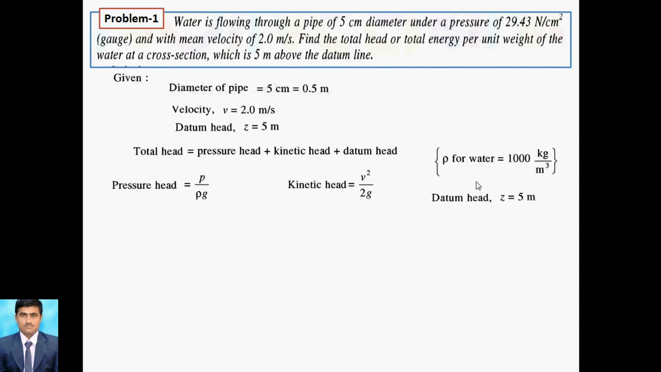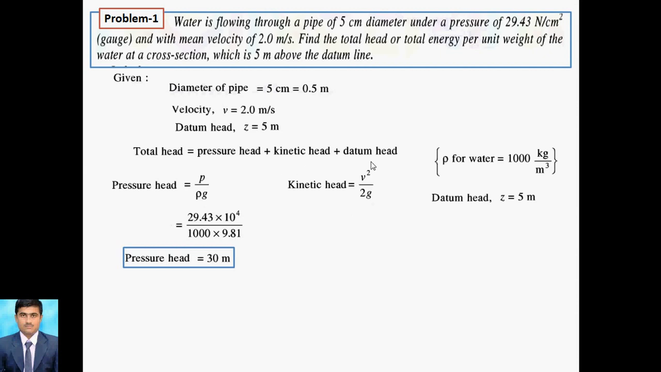Now for P by rho g, always remember that P is 29.43 Newton per centimeter square. We convert it by multiplying by 10 raised to 4, so that it becomes Newton per meter square. Rho is 1000 kg per meter cube, and g is 9.81. After solving, we get 330 meter. That is our pressure head. So again, I repeat, these are the three formulas for finding the total head. First is the pressure head, that is P by rho g.